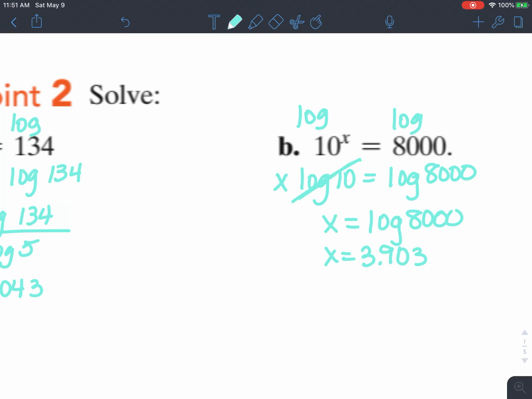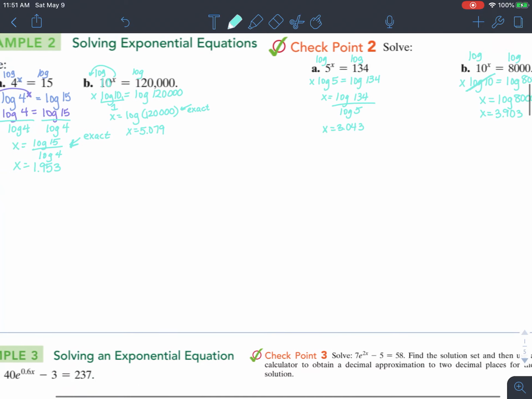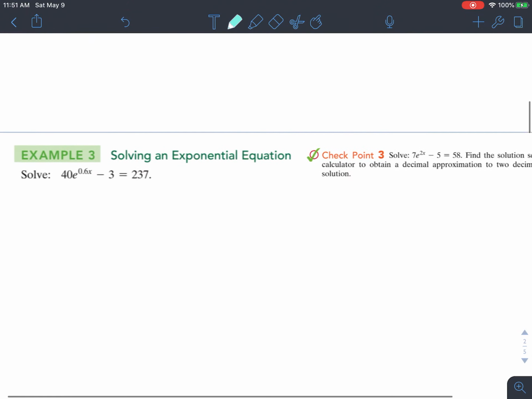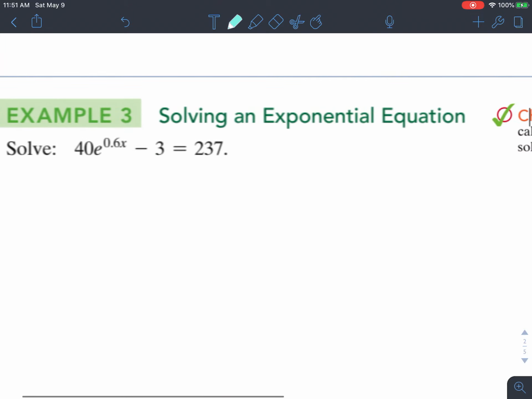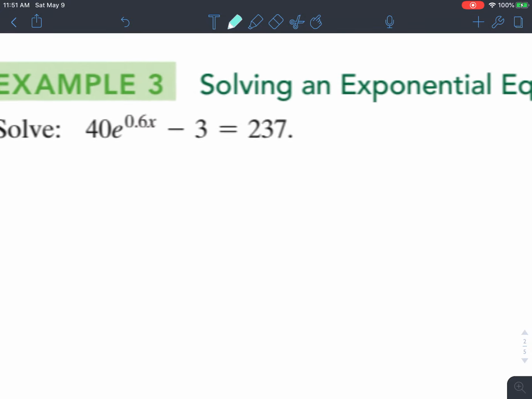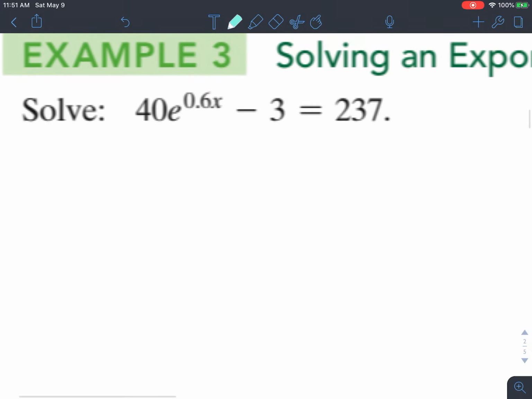You didn't have to do that here because the base of the exponent matched the base of the log, but they don't have to match. That just creates another division step, sorry. Okay, these are just slightly more involved. You just have to do some other stuff first.